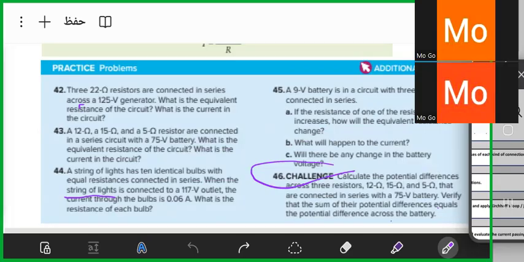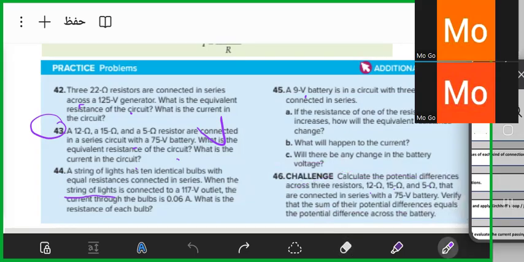Question 46. Calculate the potential difference. He needs V across 12, 15, 5. It was just the same as here, question 34, connected in series with 75. Verify the sum of the potential differences equals the potential difference across the battery.